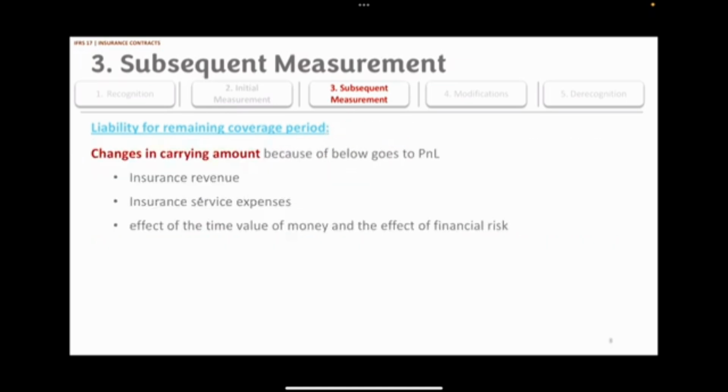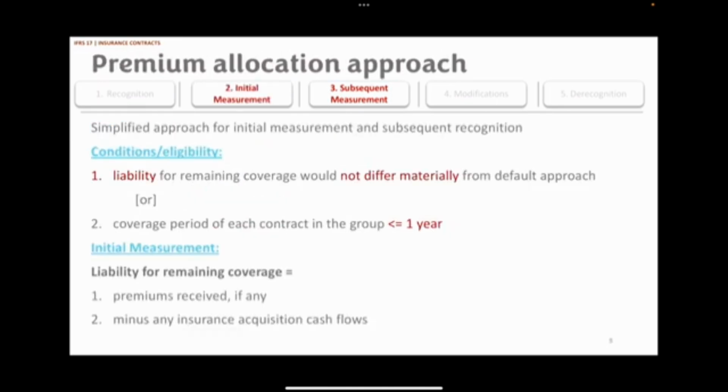We looked at several components that could affect the carrying value of an insurance contract. The changes in carrying amount because of the following go to P&L: insurance revenue, service expenses, effect of time value of money, or effect of financial risk. Now let's look at an alternate approach permitted under IFRS 17, a much more simplified approach provided certain conditions are met. 1. The liability under this approach does not materially differ from the default approach in IFRS 17, or 2. the contractual tenure of the contract is less than 1 year.